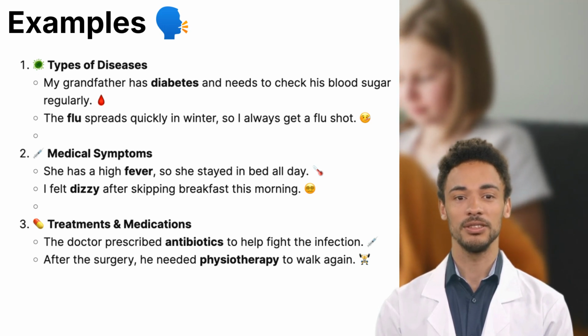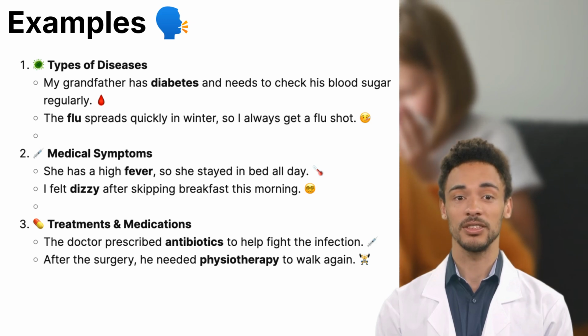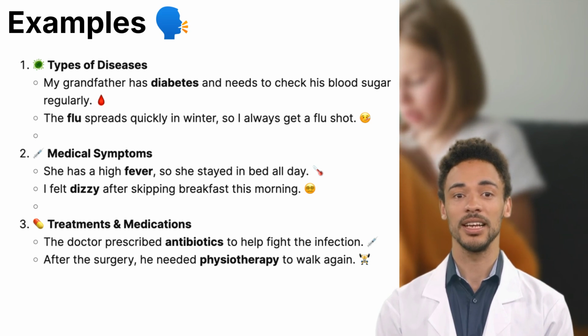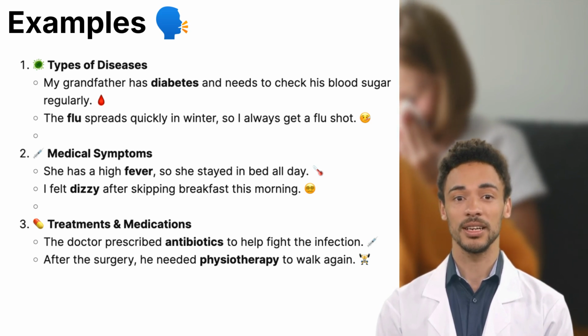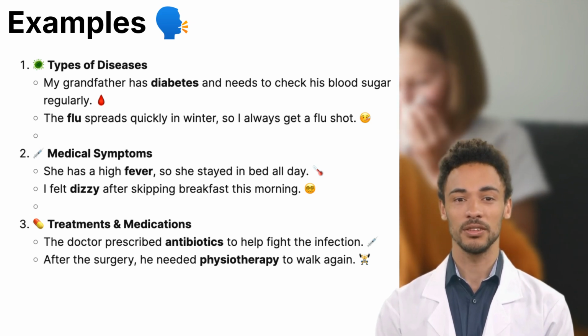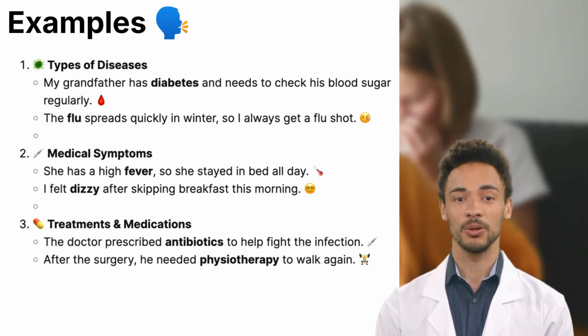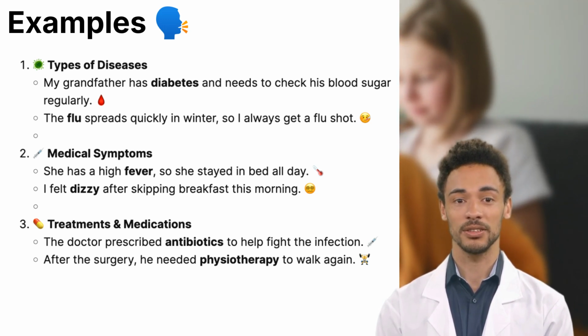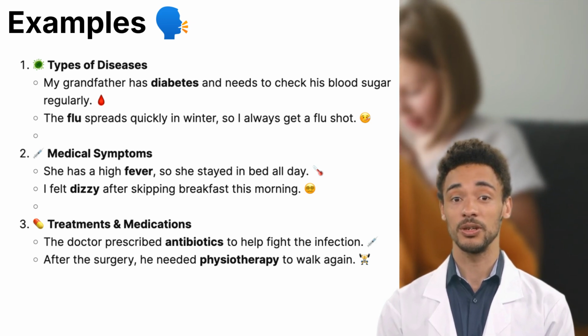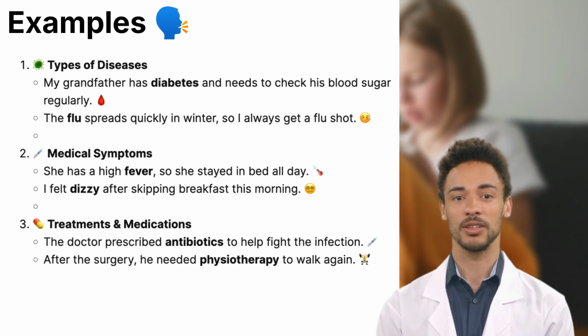1. Types of diseases. My grandfather has diabetes and needs to check his blood sugar regularly. Diabetes requires daily monitoring and proper diet management to maintain healthy blood sugar levels. The flu spreads quickly in winter, so I always get a flu shot. Flu vaccines reduce the risk of severe illness, especially during colder months when people spend more time indoors.